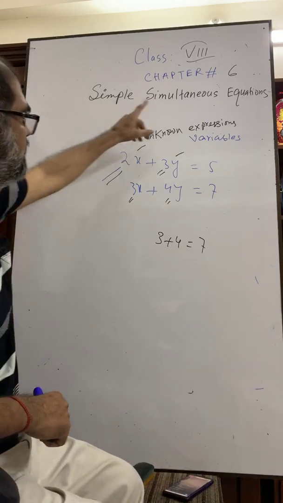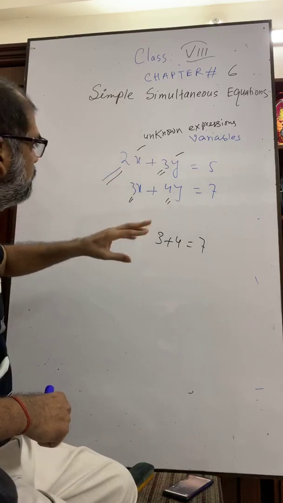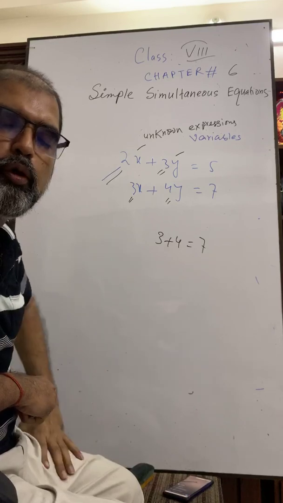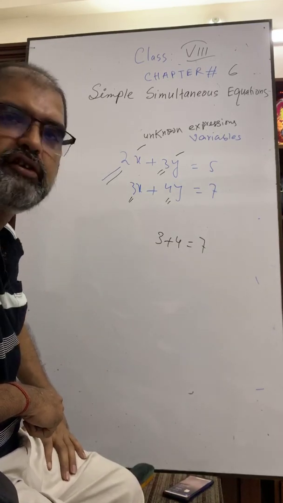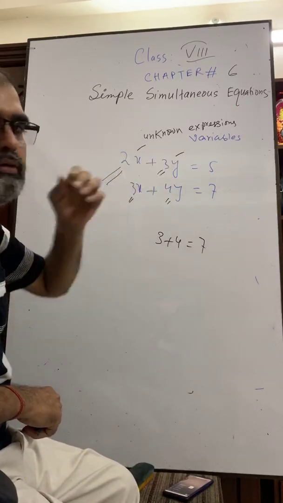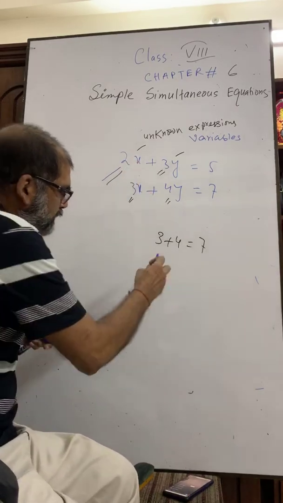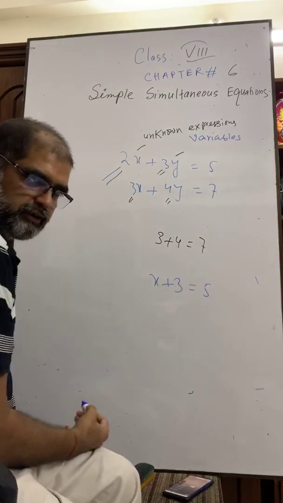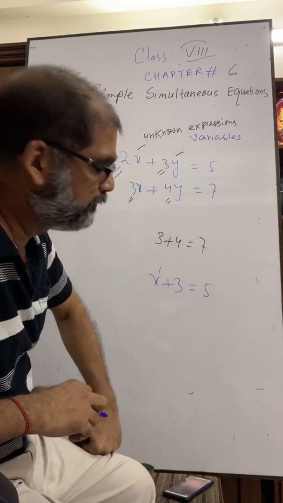Now, simple simultaneous equations. In class 7, you did so many maths of one variable, and their degree, that means power, was 1. Here also 1, but two variables. What is the difference? In class 7, you did this type of math. Suppose x plus 3 equals 5. Only one equation. This is called power, and it is degree also.